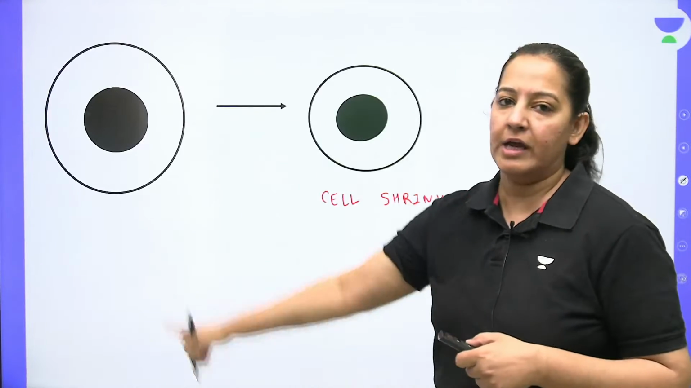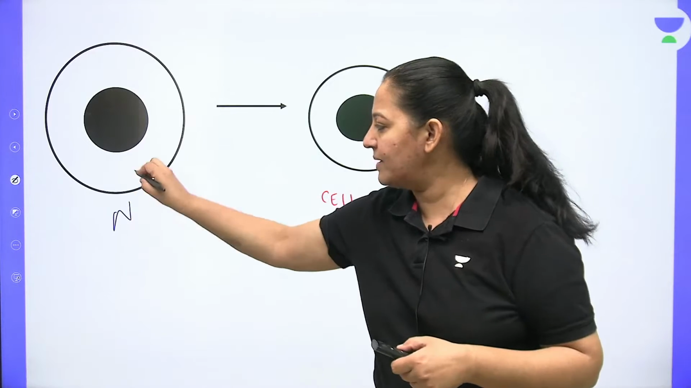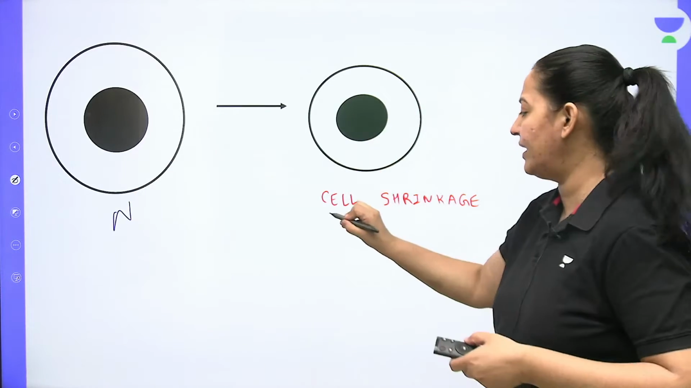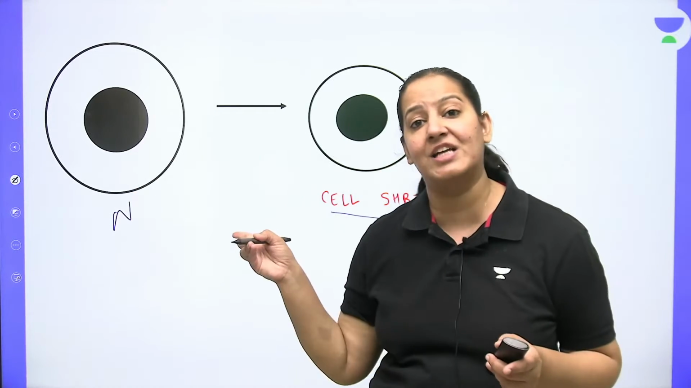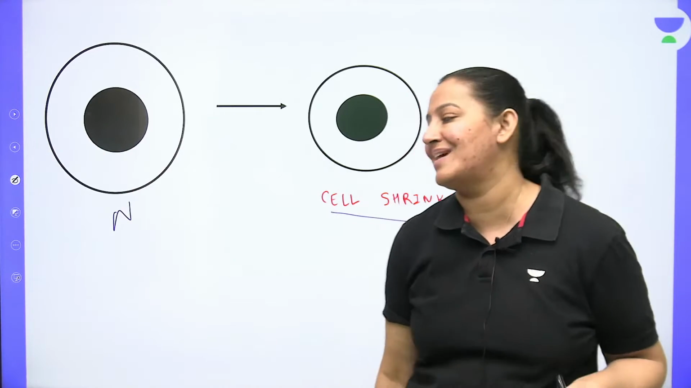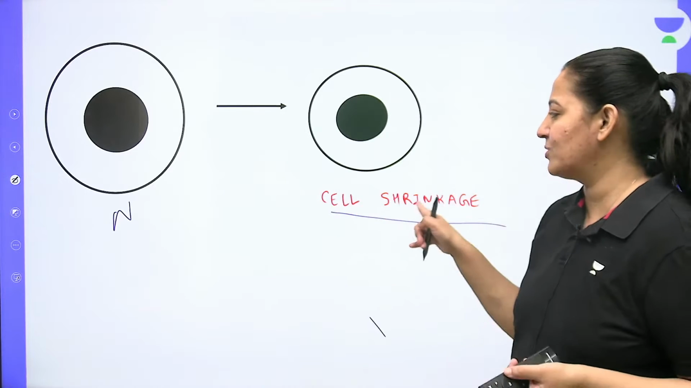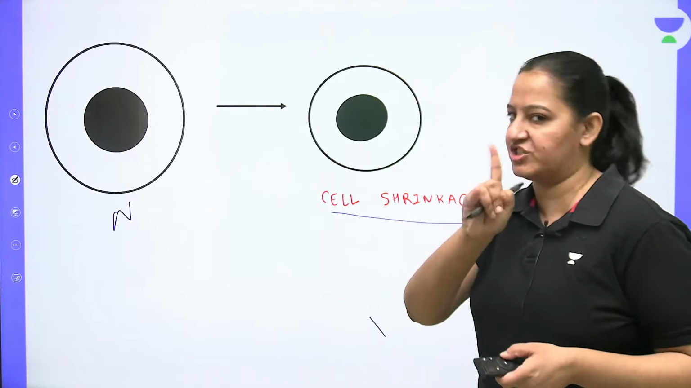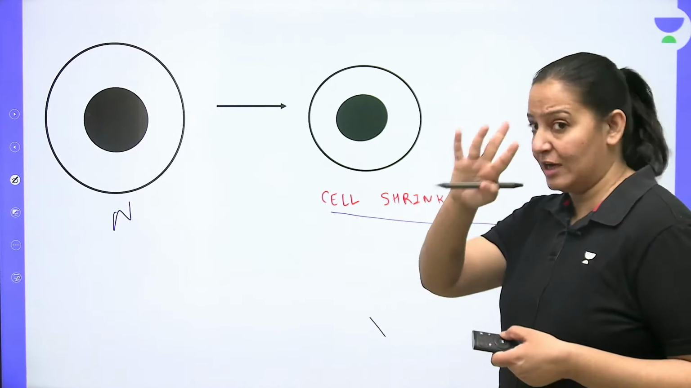See the diagram. Can you see this is the normal cell? Now the normal cell undergoes cell shrinkage. So in apoptosis there is cell shrinkage, while in necrosis there is cell swelling. That is the difference between apoptosis and necrosis. So the normal cell undergoes cell shrinkage during apoptosis, the first change. Give me a thumbs up.